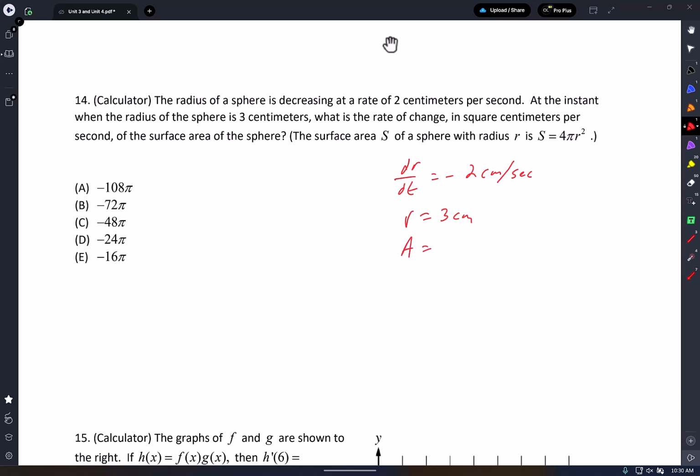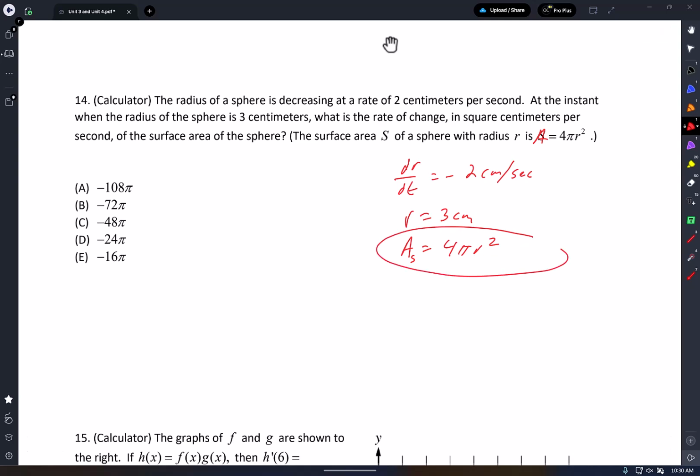So area. Area of the sphere is 4. I don't like the S, I'm going to change it to A. 4 pi r squared, that's the area of the sphere. All right, so they want the rate of change in square centimeters per second, so they want me to take the derivative of this. I can see that my pen is not working the way it should. See, there's little gaps.